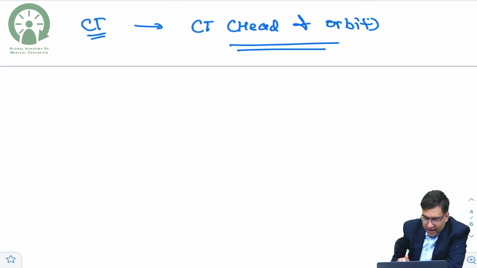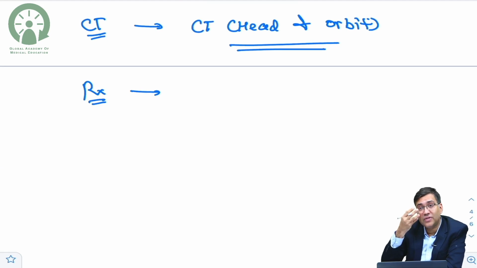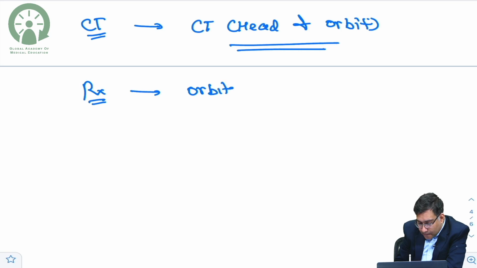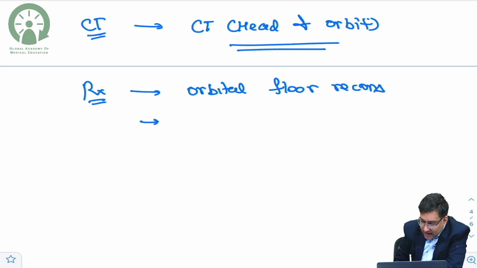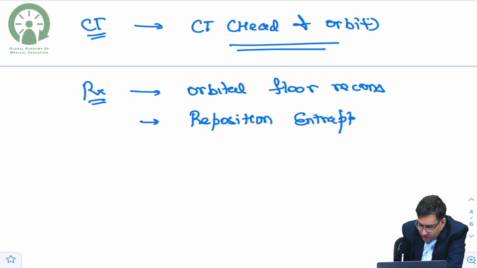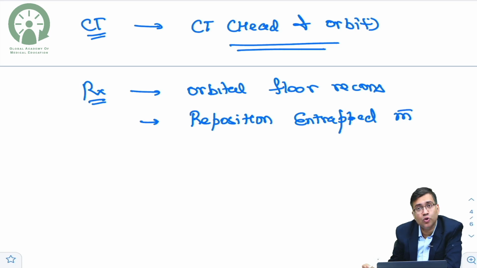Okay. So the treatment is that if there is a lot of damage to the orbital floor, you can do orbital floor reconstruction. And very important is, if you are seeing that there is an oculocardiac reflex or diplopia, in those cases you reposition the entrapped muscle. That is so important. So these are a few important points you should remember regarding the blowout fracture, the most common type of orbital floor fracture.